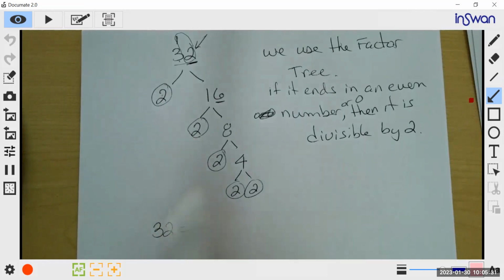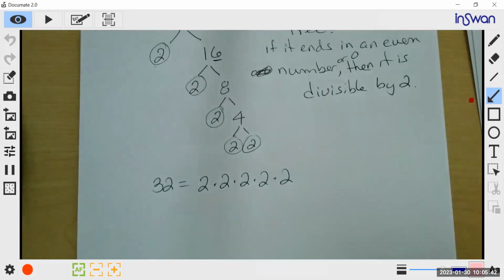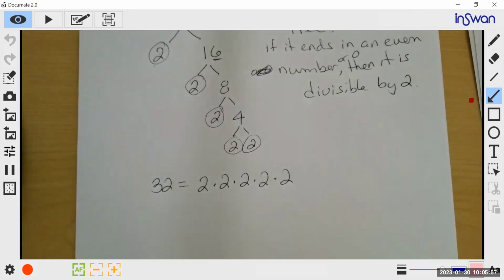So 32 is made up of 1, 2, 3, 4, 5: 2 times 2 times 2 times 2 times 2, 5 times. Make sense? Again, the hardest part is going to be the multiplication part. So what goes into how many times?